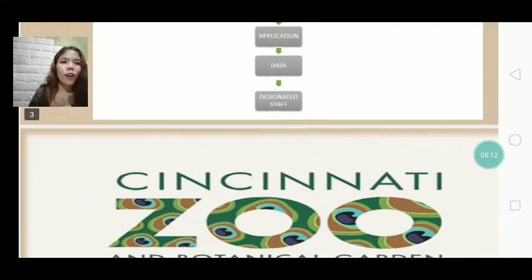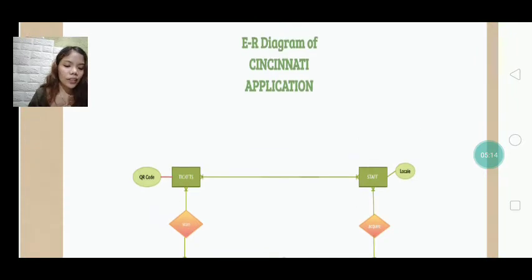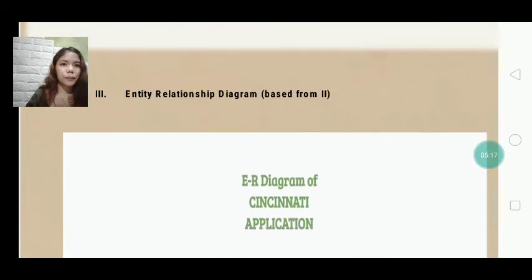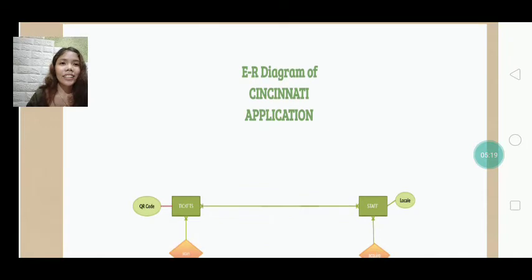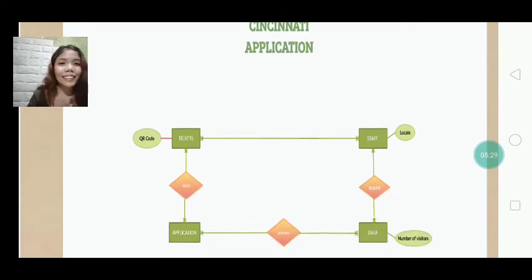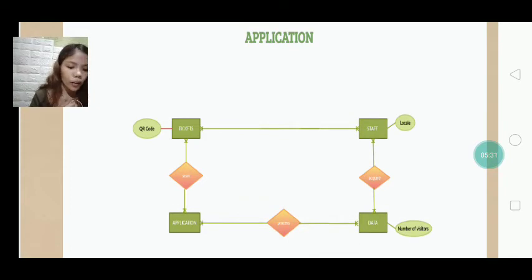And now let us move on to the entity relationship diagram. And here is our entity relationship diagram based on our prototype. First, tickets with QR code will be scanned through an application, and it will be processed and become data acquired by the staff.